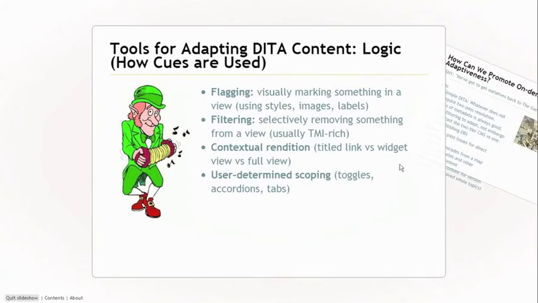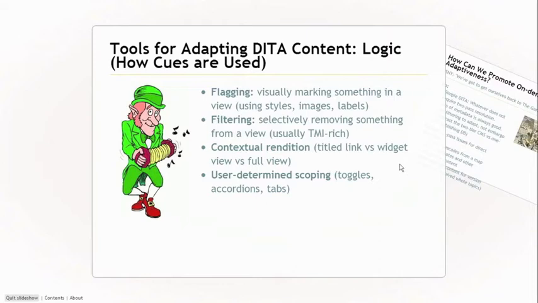Contextual rendition would be being able to take, say, a data topic and in one instance show it as a titled link, and in another instance a widget on the page, and perhaps in another instance actually the full rendition of it. And so that would be adapting the content visually for the scope of information that the person needs.